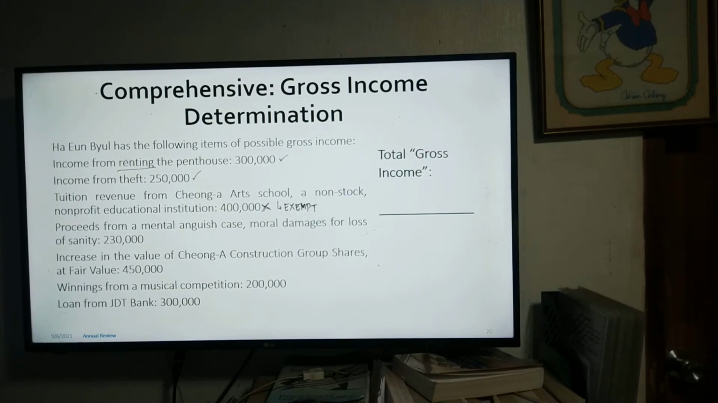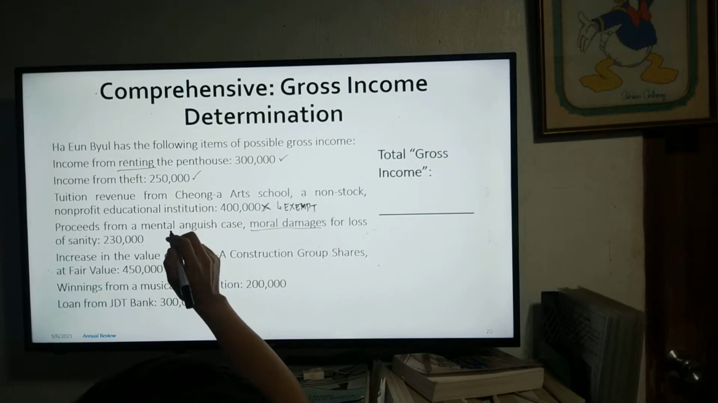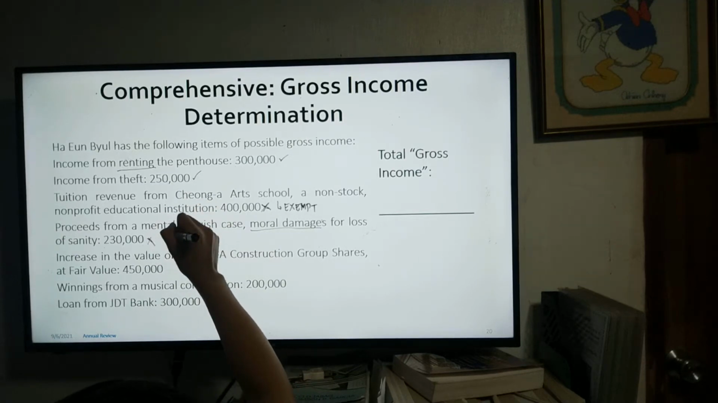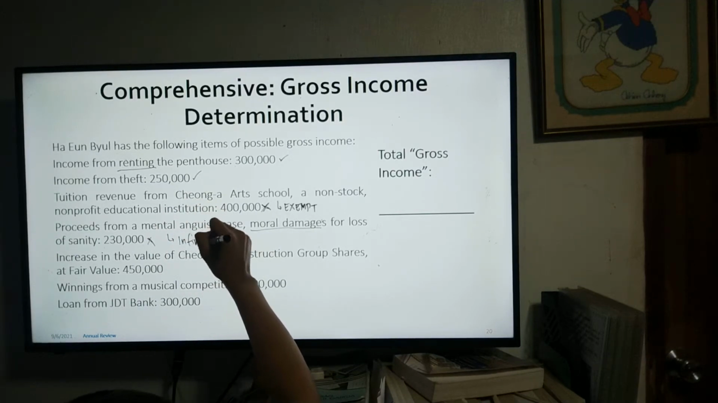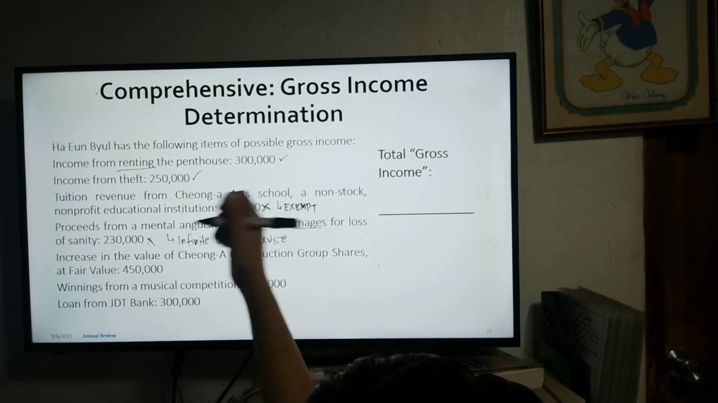Next, proceeds from a mental anguish case. Moral damages for loss of sanity. What do you think? When moral damages are involved, again, it involves health, mental health and human reputation. Mental anguish case. It's a moral damage. So, if this is a proceed for a moral damage, then this should not be included, again because of the infinite value clause. So, it should not be included.